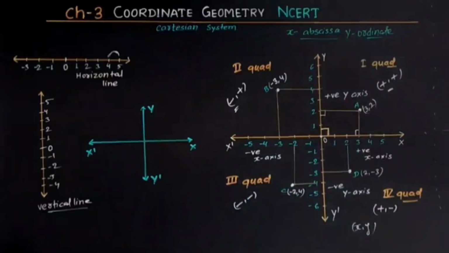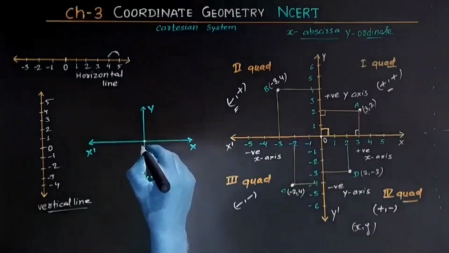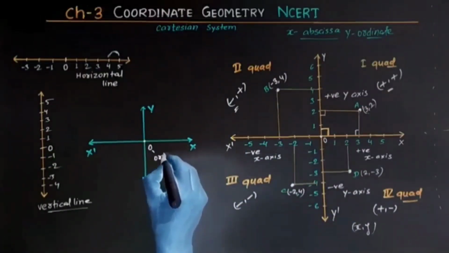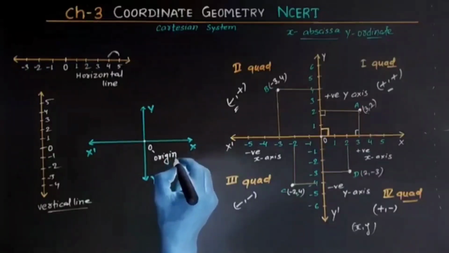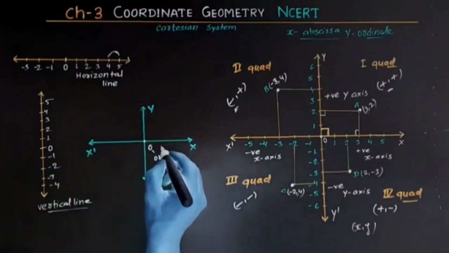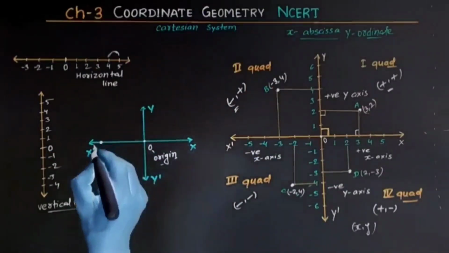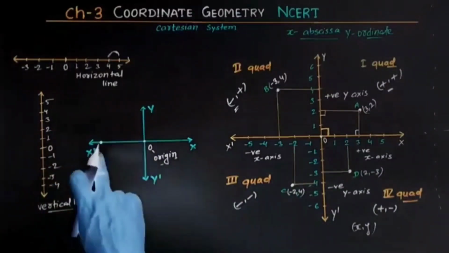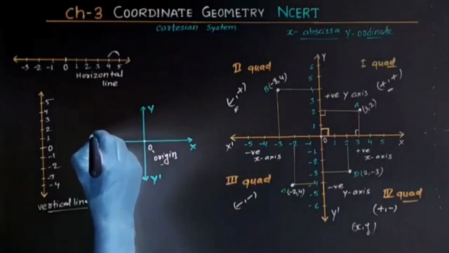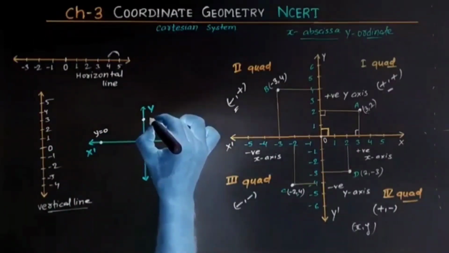Let me take another example. The intersection of these two axes is known as origin. So the intersection of x-axis and y-axis is known as origin and the coordinate of origin is 0, 0. Now, how to find out the coordinate of a point which lies on either x-axis or y-axis?